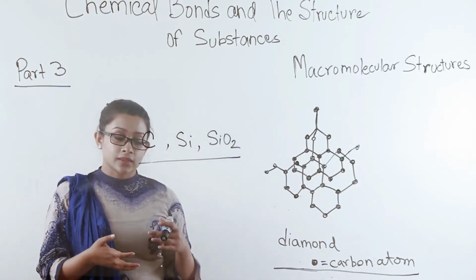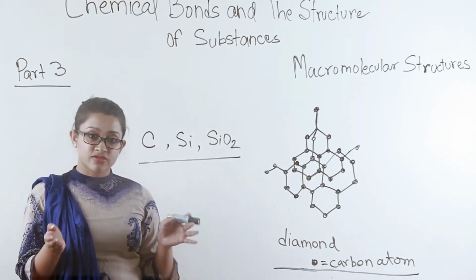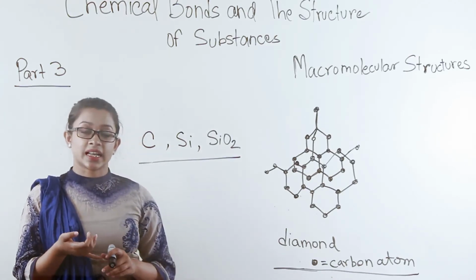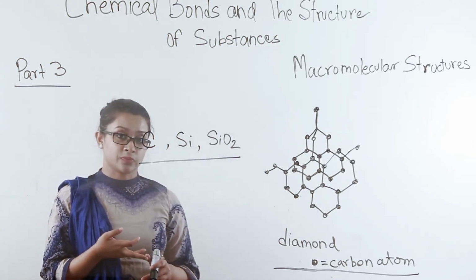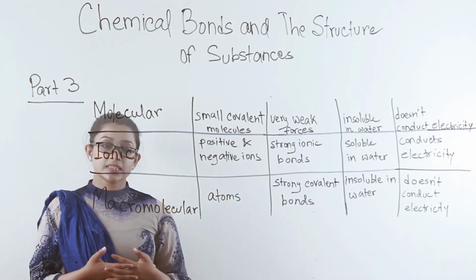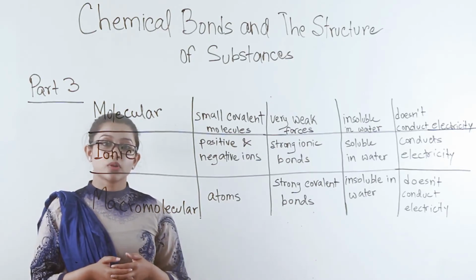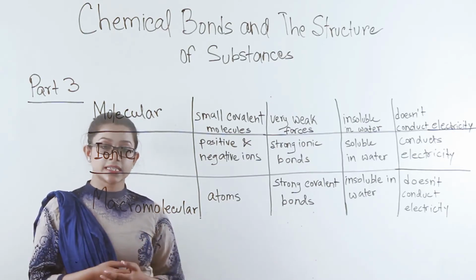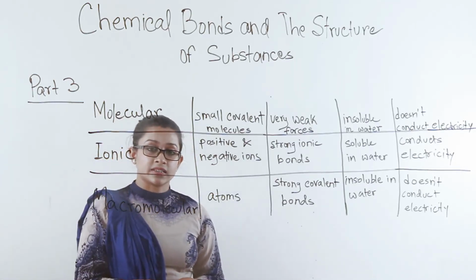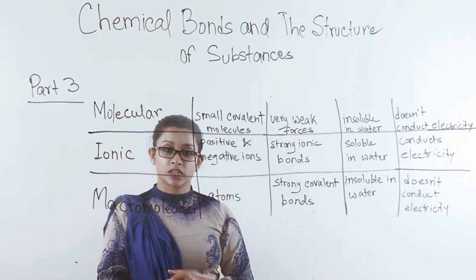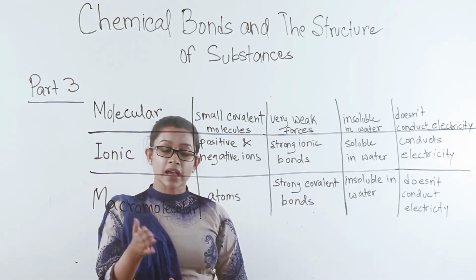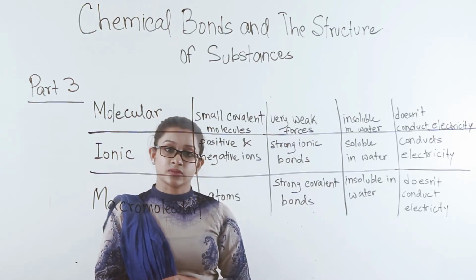Following this diagram, I am going to present in front of you a table which details some of the key differences between an ionic bond, a covalent bond, and a macromolecule. So I hope you find that table useful. So guys, as you can see, this table summarizes some of the few differences between these three bonds. As you follow the table, you can see that in molecular substances, the particles involved are small covalent molecules. In case of ionic, the particles are positive and negative ions, and in macromolecular substances, it's atoms.